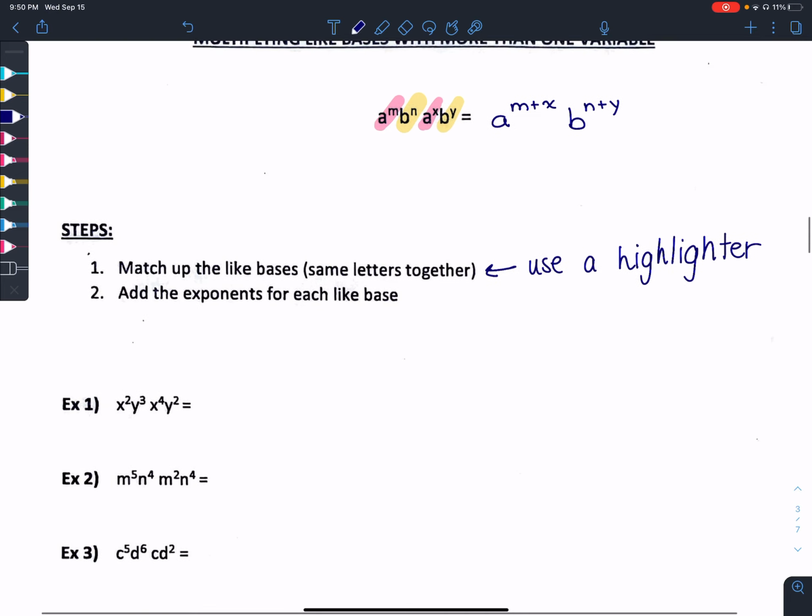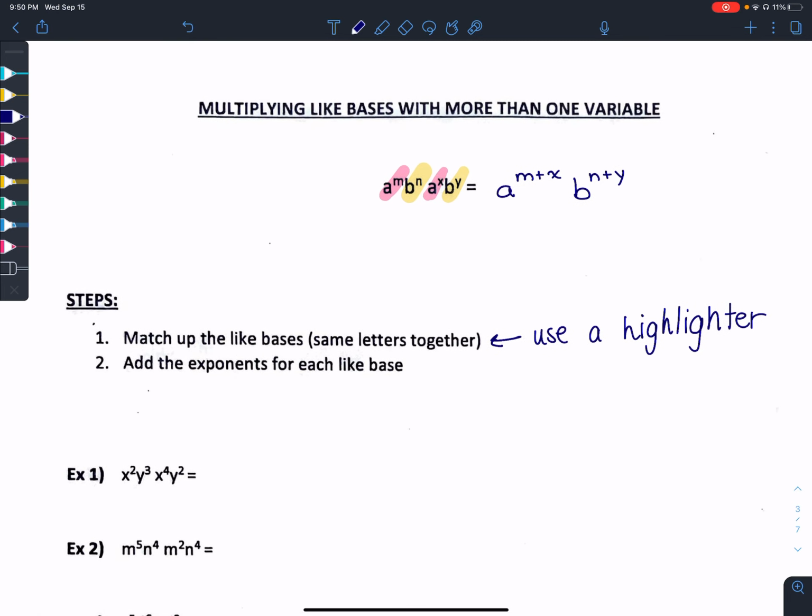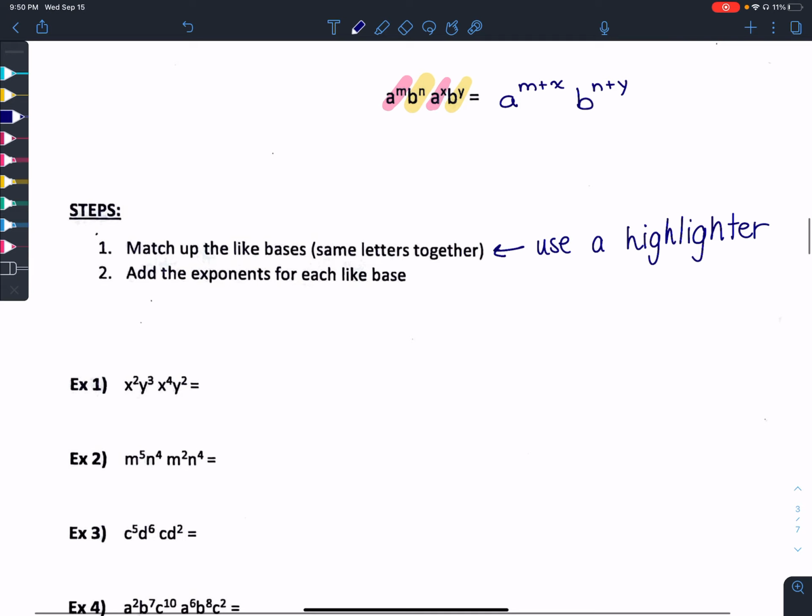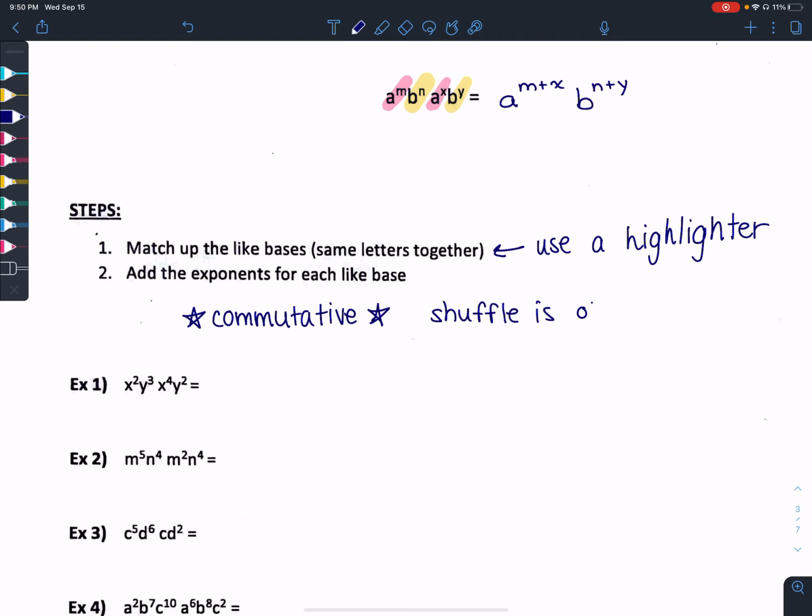And the reason for this is a special property in multiplication. It's a fancy word, it's called the commutative property. The commutative property really just tells you that shuffling is okay. So shuffle is okay. That's all it means.